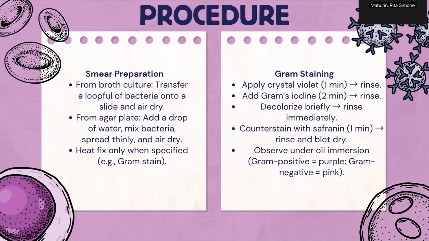From the agar plate, we added a drop of water. We mixed the bacteria, spread it thinly in the chalk circle, and air dried it. And then we heat fixed it only when specified, which was for the Gram staining.